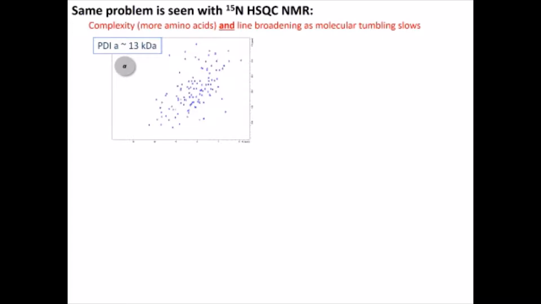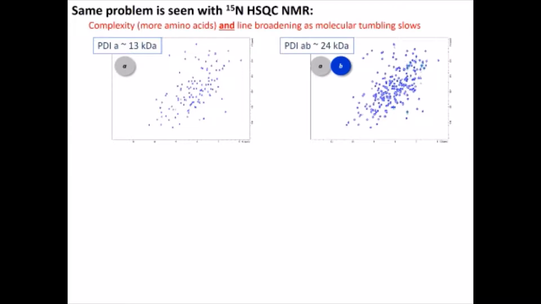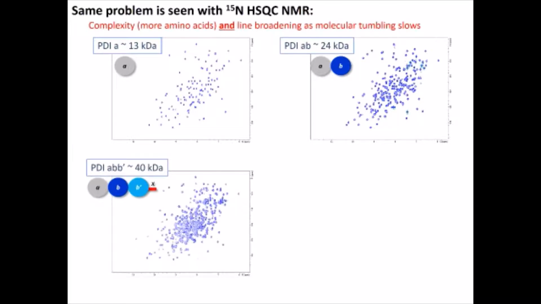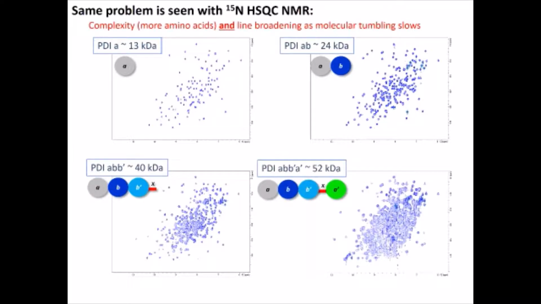The same problem can be found in 2D NMR. So for example, this is the nitrogen 15 HSQC NMR, and you've got the A domain. Can you see the peaks? The signals are broader when you add the B domain, even broader when you add the B prime, and in the full protein, as you can see, the signals are very broad and cannot be interpreted.